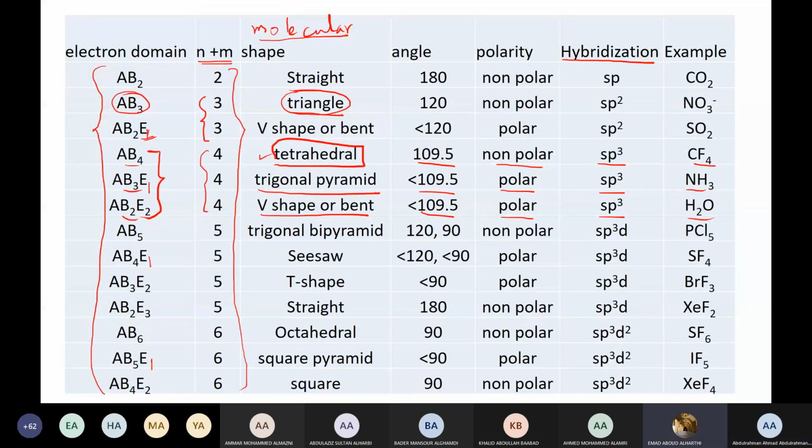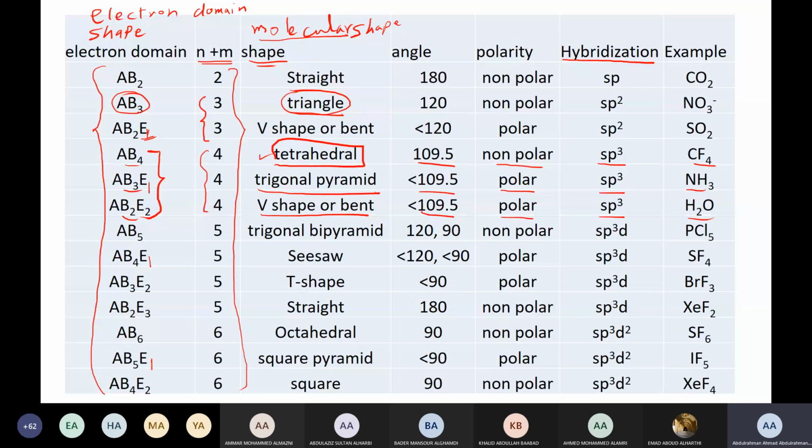Yes, doctor, but I have a question. Yes, go ahead. What's the difference between the molecular shape and the shape? Could you please elaborate more? The point you raised is important: the difference between the electron domain shape and the molecular shape, which I write here.